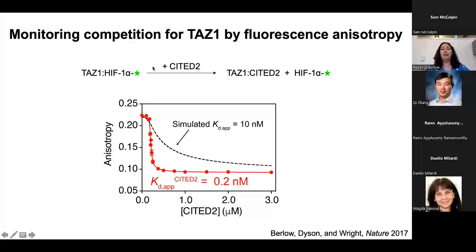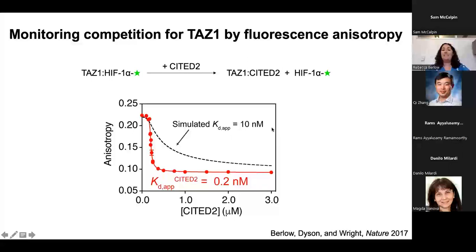And so in these experiments, what we did was we started with a fluorescently labeled HIF1 alpha peptide that we could then form a complex with TAS1, and this would result in a high anisotropy value. And then we can titrate in Cyto2 and look at the displacement of HIF1 alpha as a function of Cyto2 concentration. And this results in a decrease in the anisotropy that we measure due to the release of the fluorescently labeled HIF peptide. And we can then track that as a concentration dependence with Cyto2 added into our cuvette.